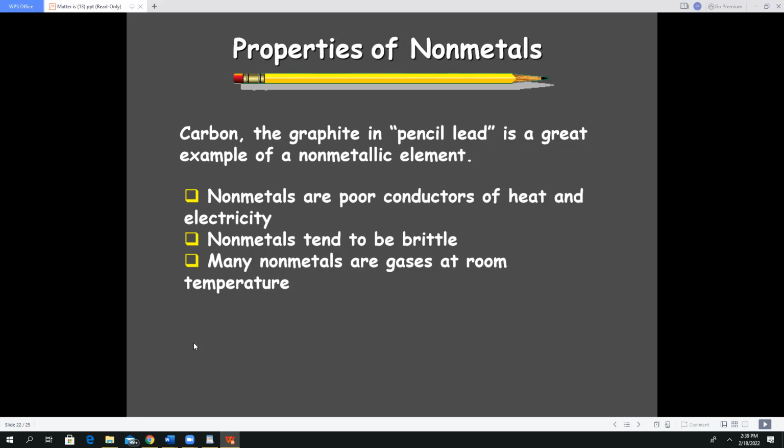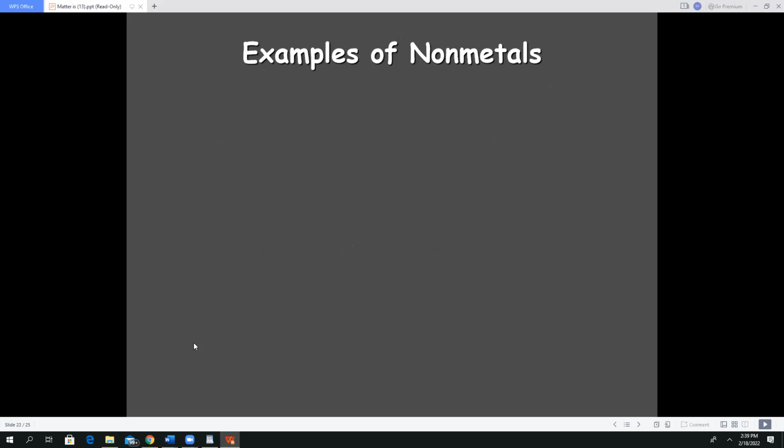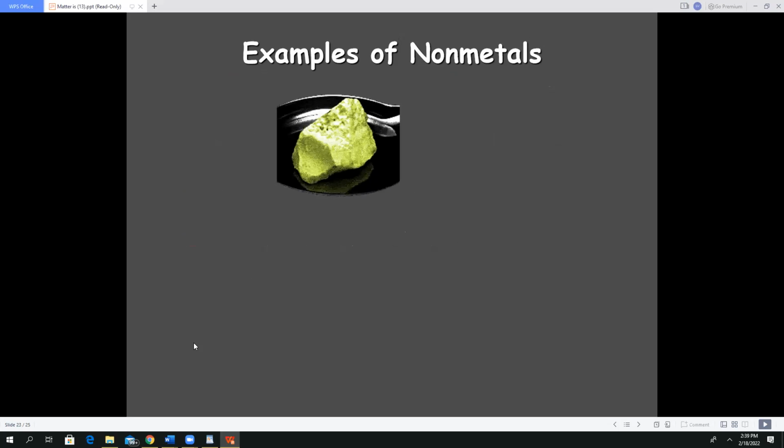Many are gases at room temperature. We looked at that last time when we colored or made a little balloon or whatever people wanted to do to mark the ones that were there. Okay, examples of nonmetals. Here's one. Do you recognize that? Anybody? Being yellow? No? Well, that is sulfur. Yes.